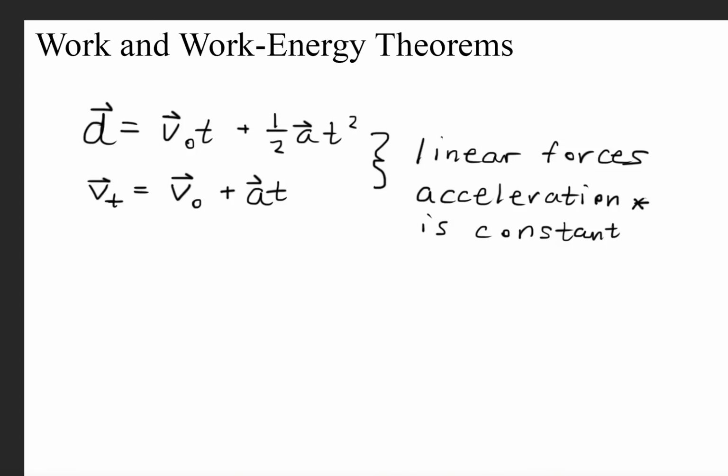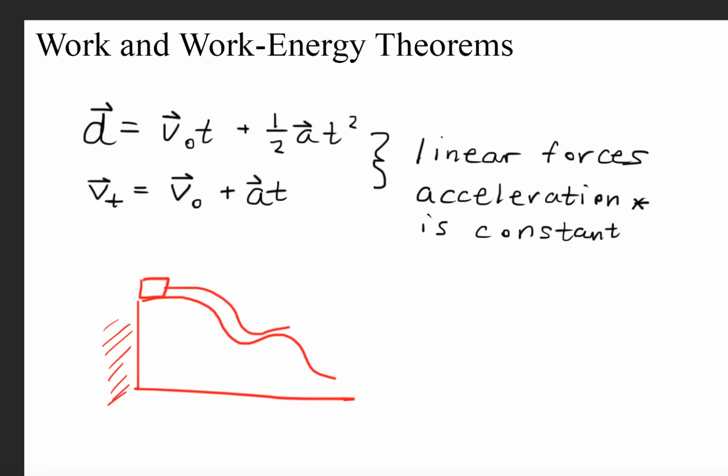But what happens if the acceleration is not constant? Well, what if, for example, we're trying to do this type of motion problem? Let's say you have this windy hill right here. And you have this crate at the top, like this box. And you push it down, and it starts sliding down the hill, this wavy, bumpy hill.